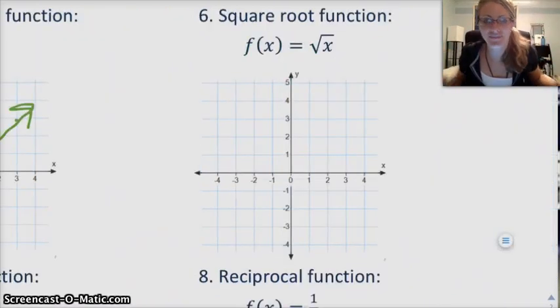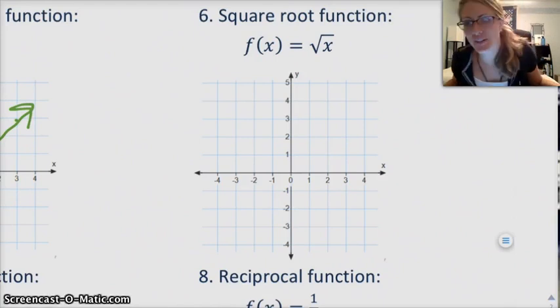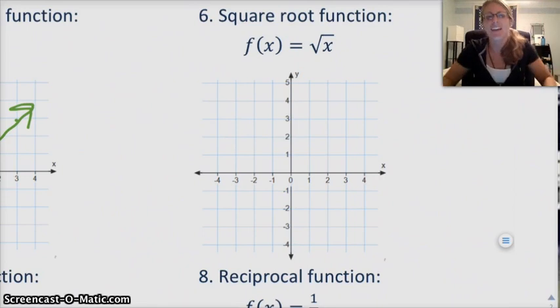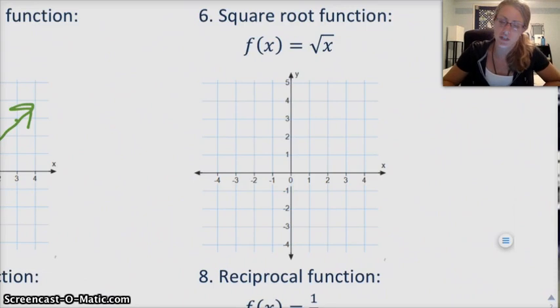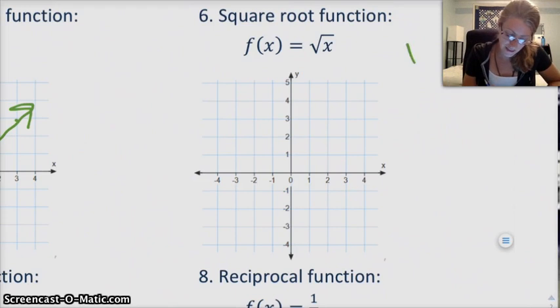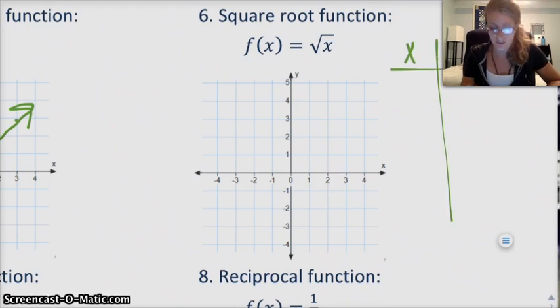Number 6, square root function. Guess what it has in it? Yeah, you're so smart. It has a square root. Yay! All right, so this is one of those functions that, if you want to graph it and you pick ugly numbers as x, you're going to have really nasty numbers for y. So what I'd recommend is picking some smart values of x. Okay, so let's think about things that are nice, perfect squares.